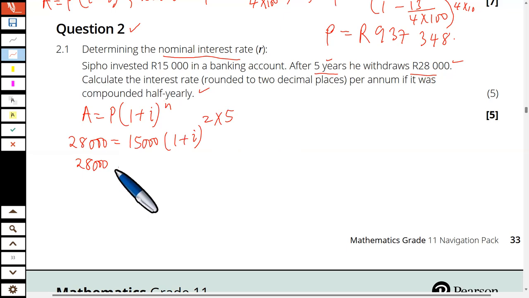28,000. I'm sorry, sir. Yes, please. Isn't half yearly six? Because there are 12 months in a year. Please come again. Isn't half yearly six, since we have 12 months in a year? Yeah, okay.